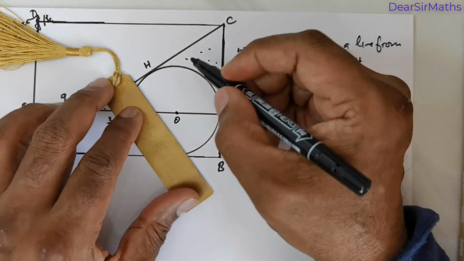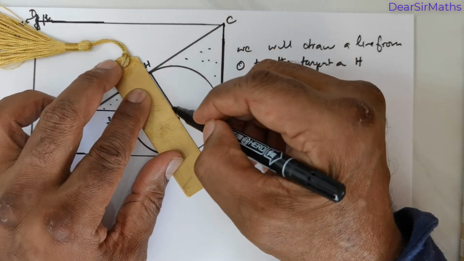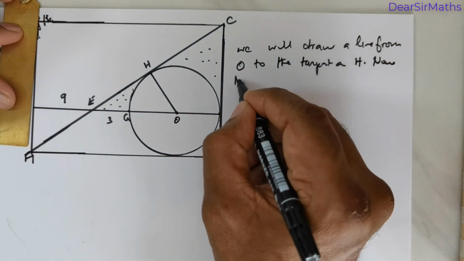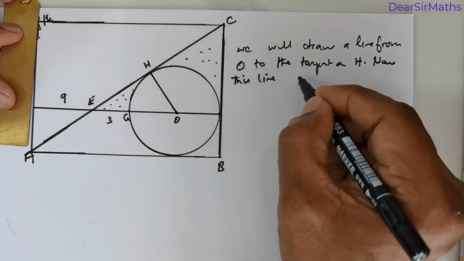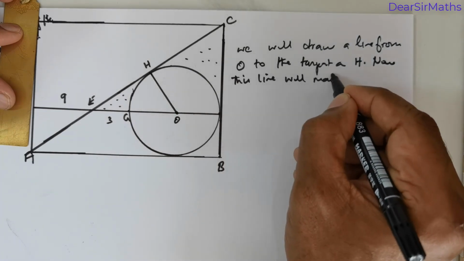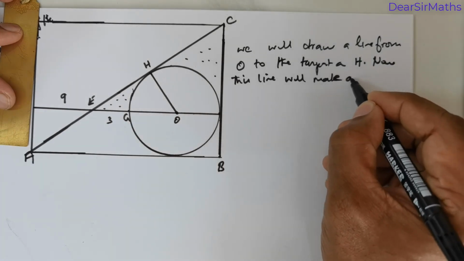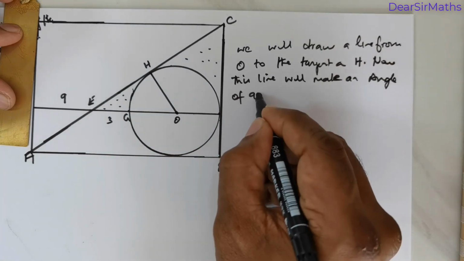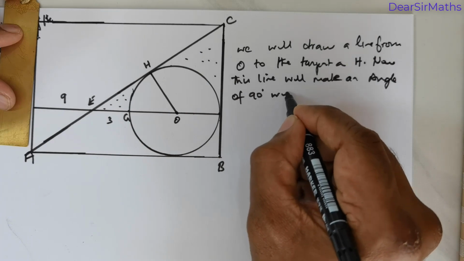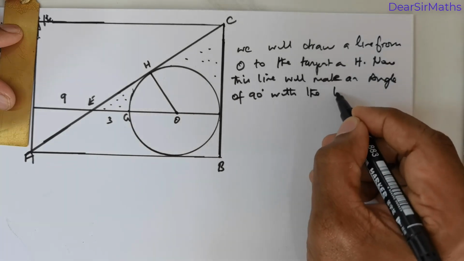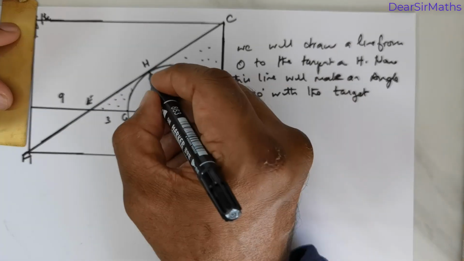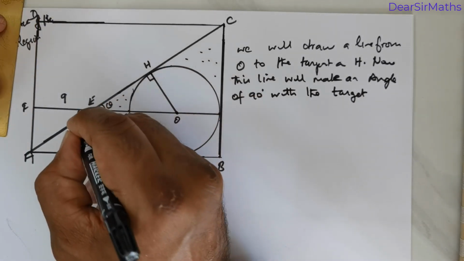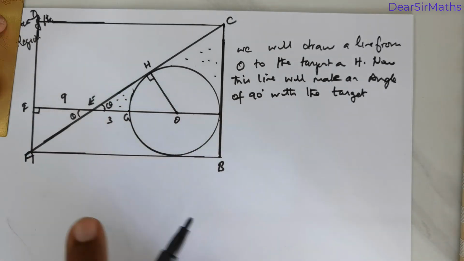Now this line will make an angle of 90 degrees with the tangent. Right, so this is 90 degrees. Now if this is theta, this is going to be theta. This is already 90 degrees.